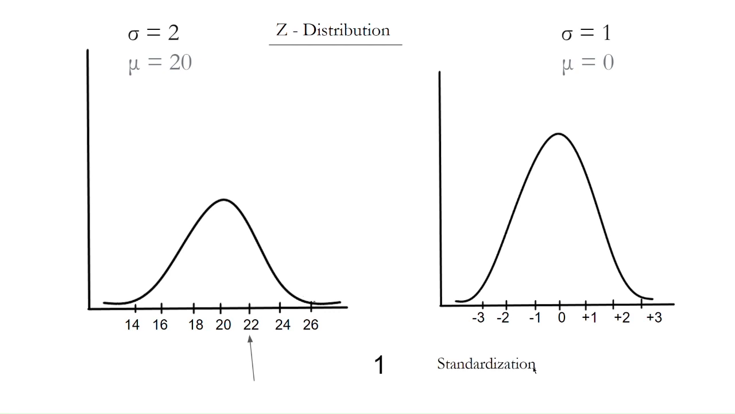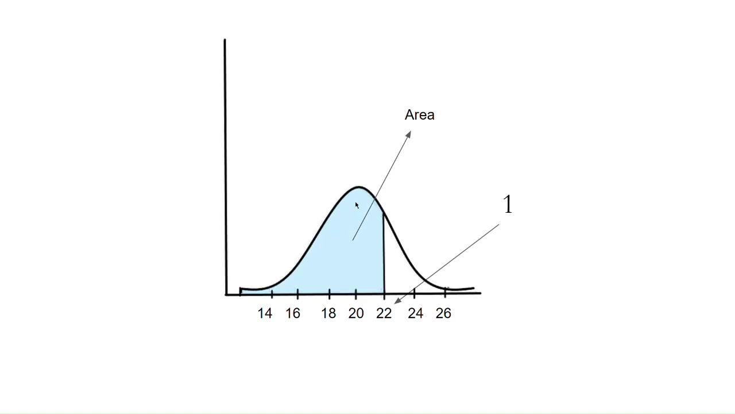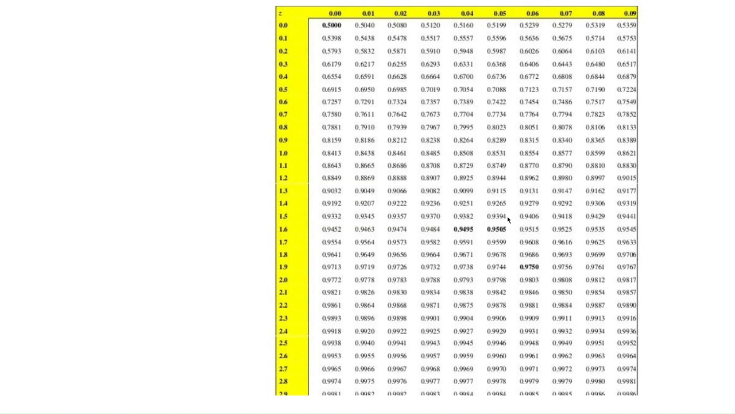This conversion is called standardization. Another way to use the z value is, let's think of everything inside this normal distribution as area. We know that the z value of 22 is 1. We can find the so-called area of all the values that are below 22. I'll tell you how to do that. So we do know that the z value is 1.